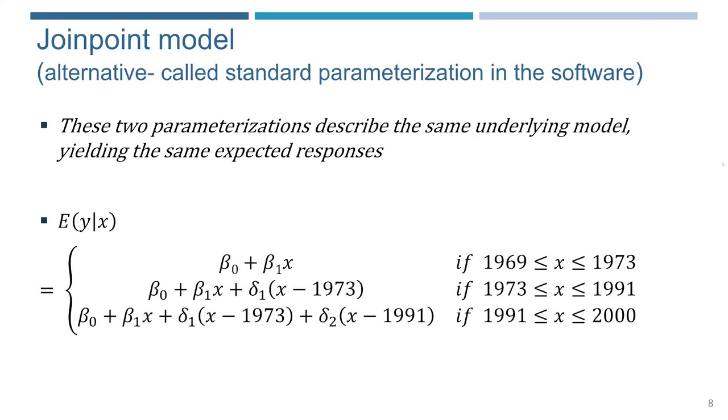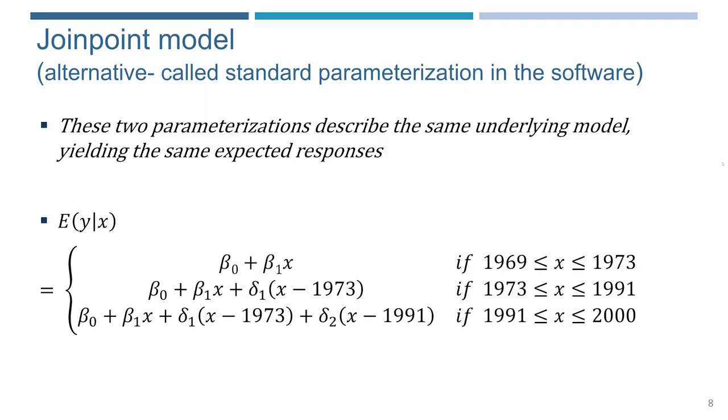The model we just presented is called general parameterization in the joint point software. In this example, two joint points are in the model. There are 6 parameters and 2 constraints in this form. We usually do not care much about intercept in each segment. We are more interested in the slope because slope represents rate changes.